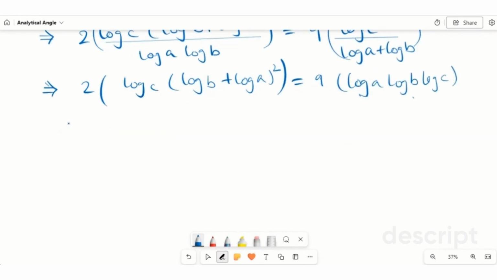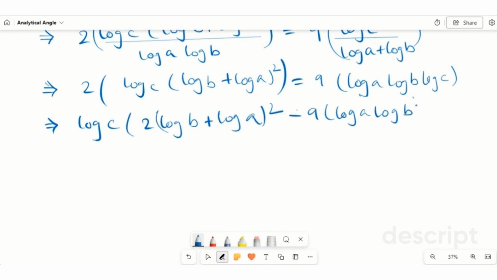So on taking log C common, we can write this as log C into 2 log B plus A whole square, log B plus log A whole square, minus 9 log A log B. This entire thing is equal to 0.